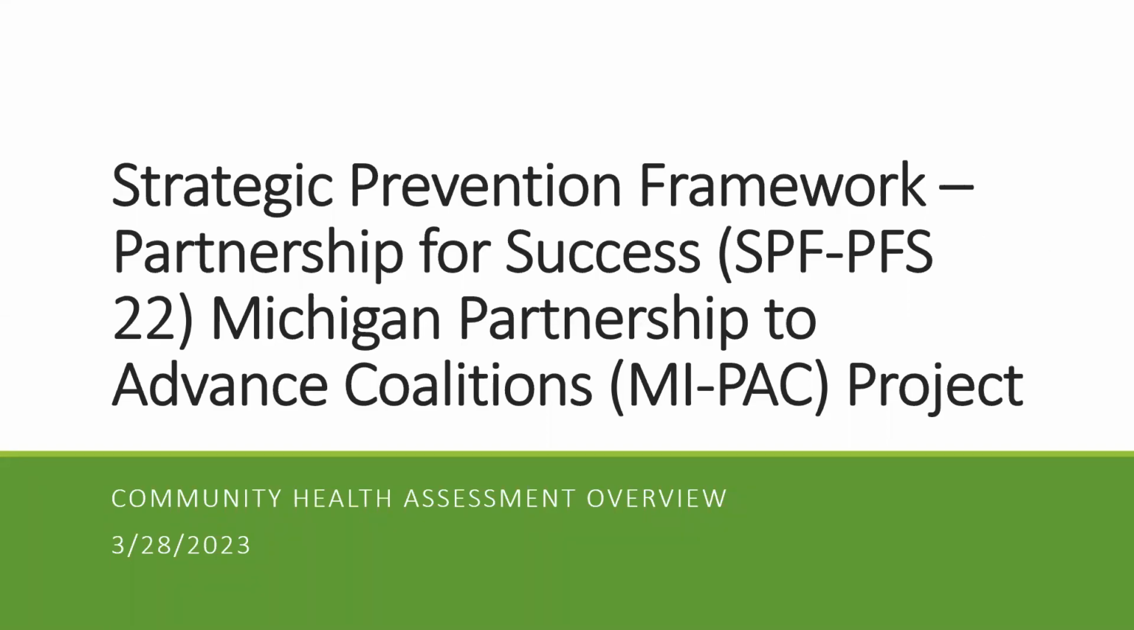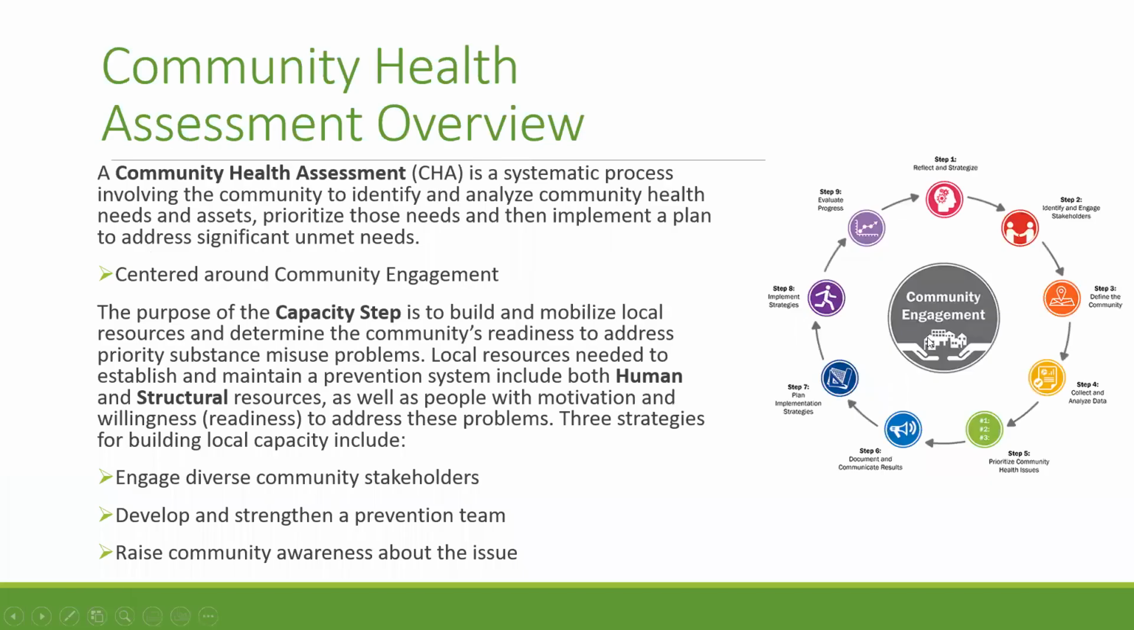All right, today we're going to be talking about the capacity step of the strategic prevention framework and looking at how some of those principles can help guide us through the community health assessment process. So, community health assessment is a systematic process involving the community to identify and analyze community health needs and assets, prioritize those needs, and then implement a plan to address significant unmet needs.